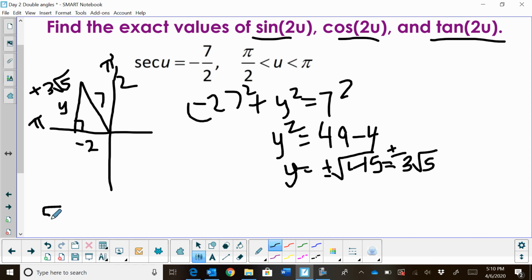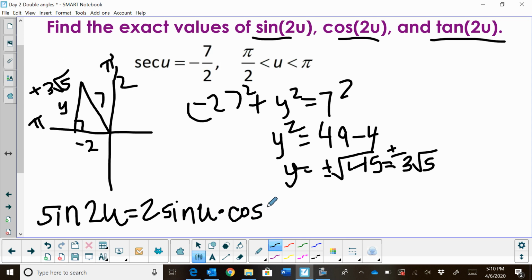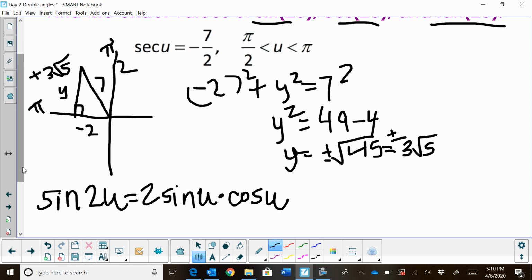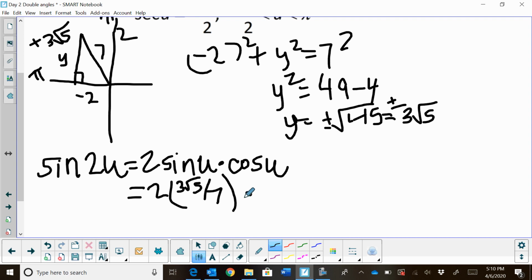So the sine of the double angle 2u is going to be 2 times the sine of u, which is the single angle, times the cosine of u. So let's figure this one out. We have 2 times, well, the sine of u is 3 root 5 all over 7. We're going to take that times the cosine of the angle, and I'll go ahead and put u. I should have put u in there.